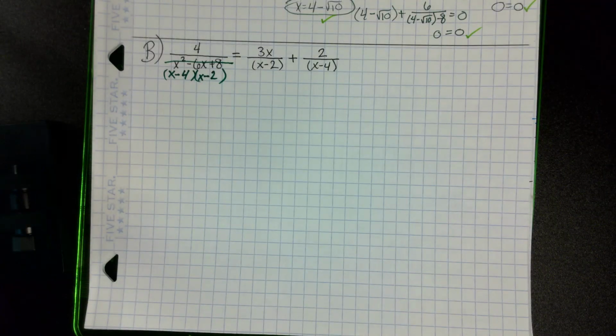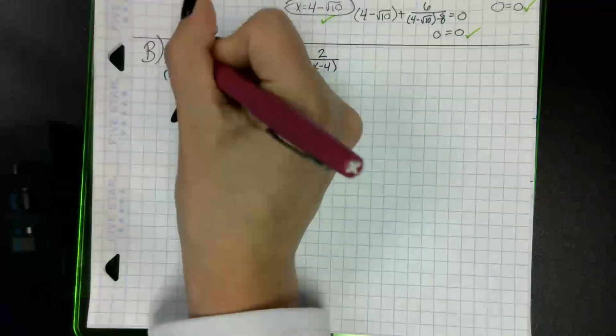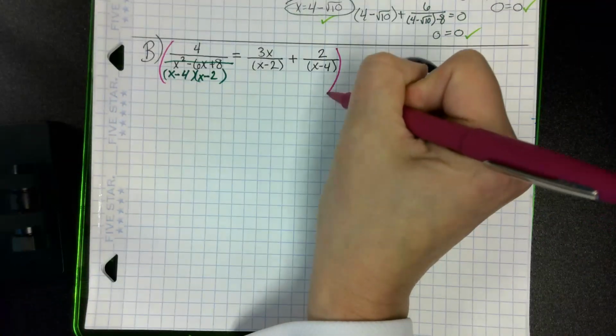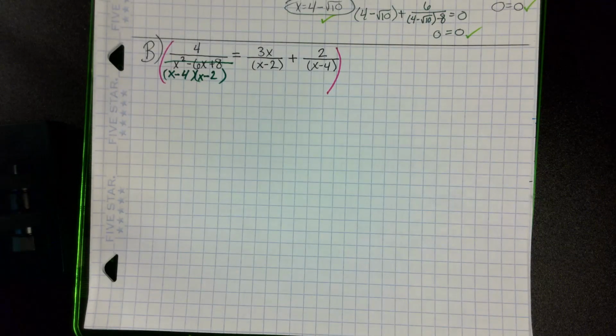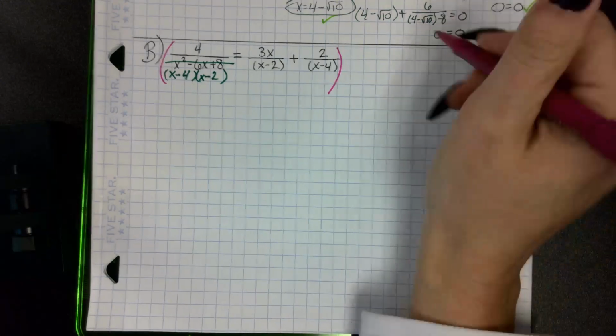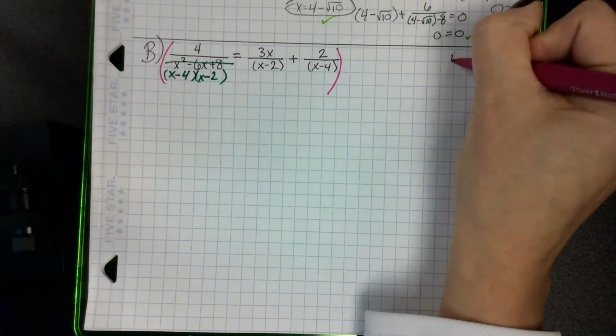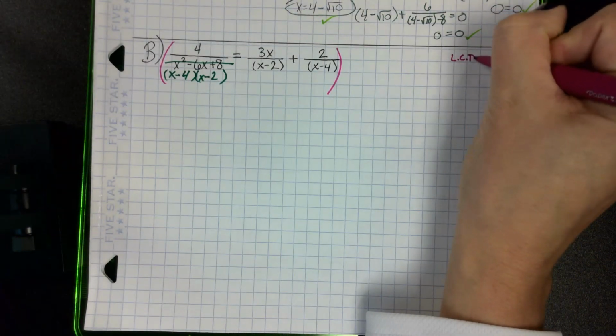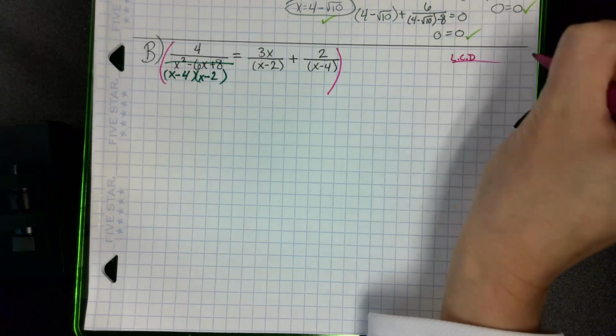And now I want to multiply the entire equation by the LCD so I can cancel out denominators. So I need to figure out what is my LCD. So over to the side, figure out the LCD.